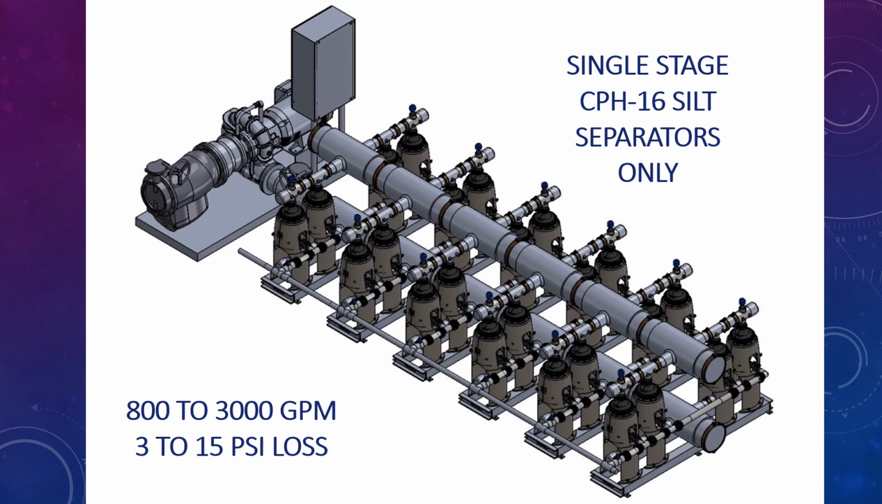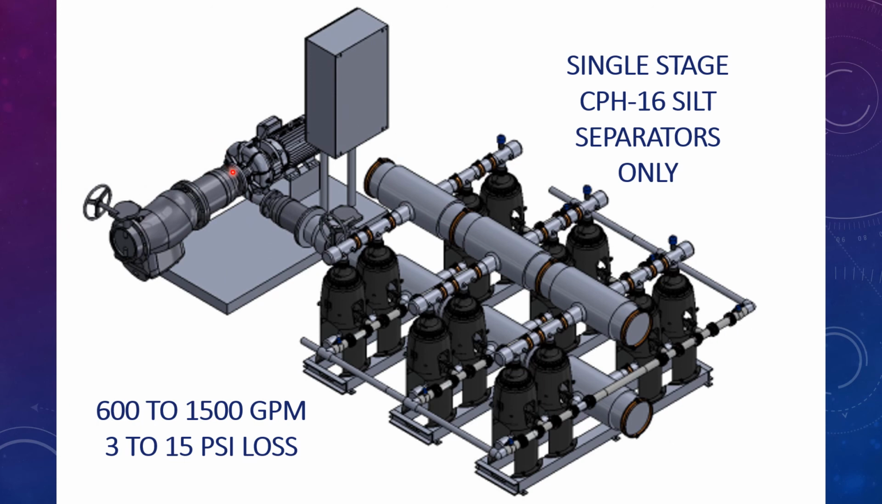The next few slides basically show what we could do if the only thing that was required were separators, because we had no organic material, just silt and sand. So this one would go from 800 to 3,000 gallons a minute, 3 psi loss if we didn't really have the pressure to burn, or 15 psi if space was a limitation. Here's a smaller system that would go from 600 to 1,500 gallons a minute, again with that 3 to 15 psi loss across the filters. And you're looking at 3 feet here and about 10 feet total from here to here. So this is a pretty compact system.